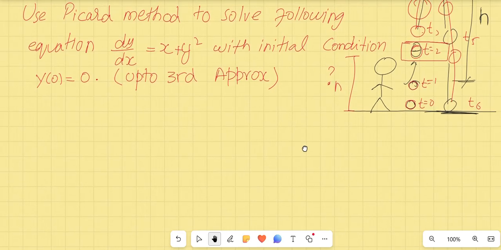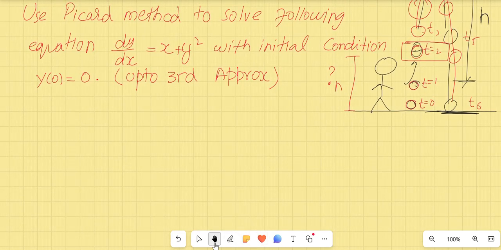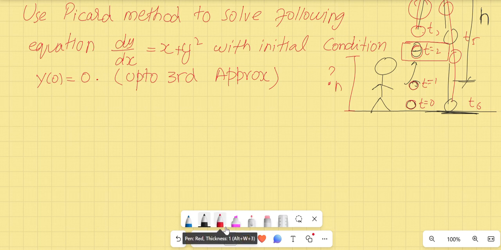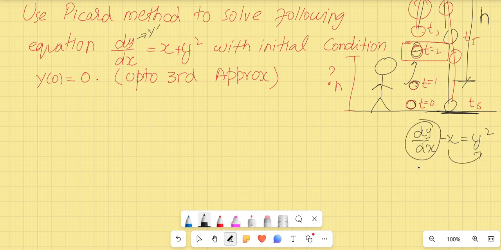Let's try to write the formula very quickly. In this particular question, sometimes you will see that instead of dy by dx, they write y dash equals x plus y squared. Or sometimes they can write dy by dx minus x equals y squared. So you can just keep dy by dx on one side and the remaining on the other side. All right. So in that case, we have this one.